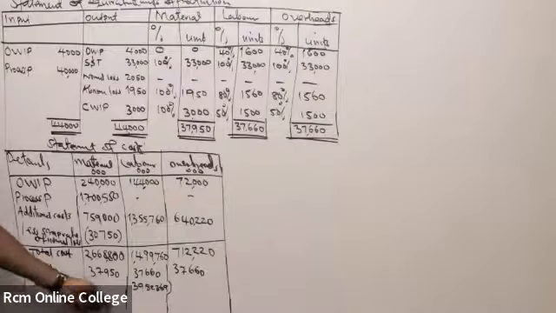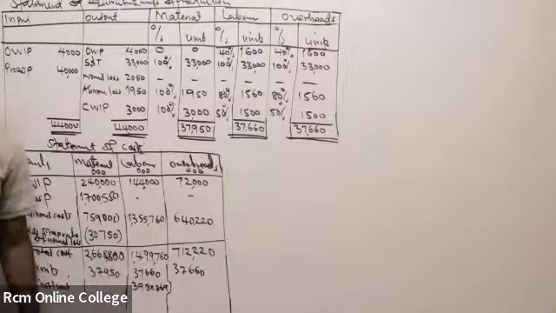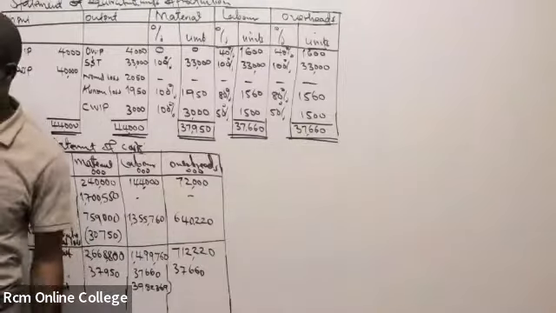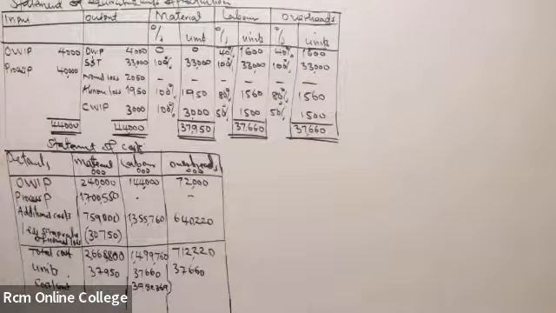How do we get cost per unit? We have total cost and we have units. Total cost divided by units. 70.32.